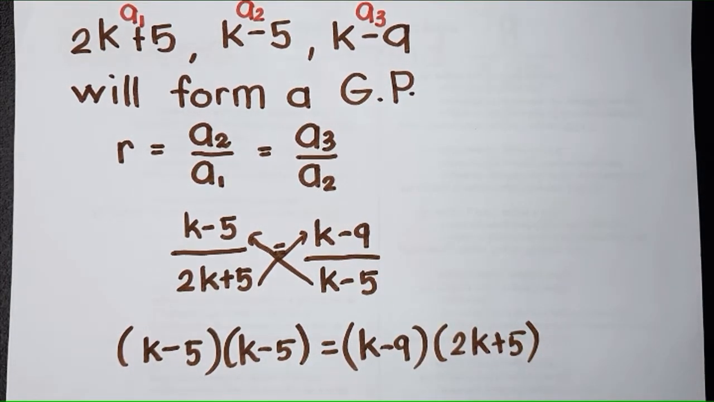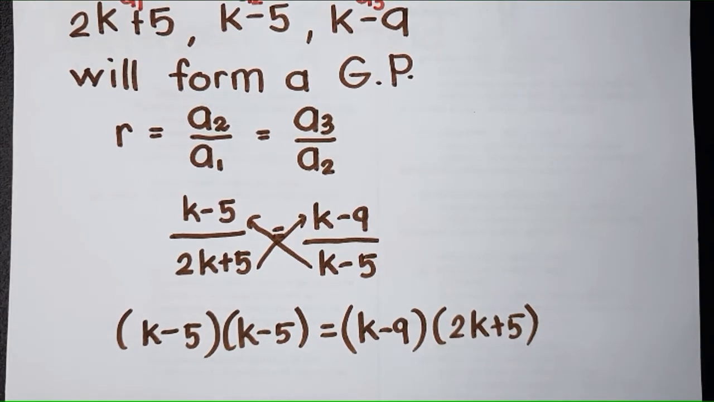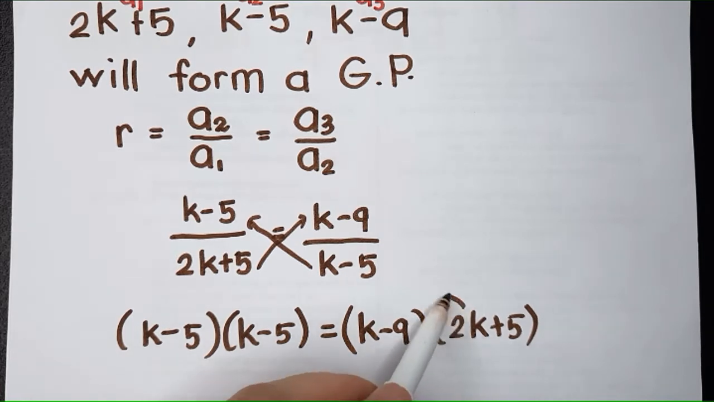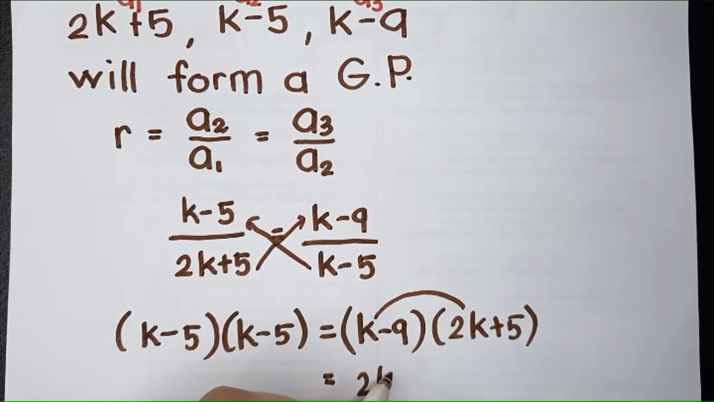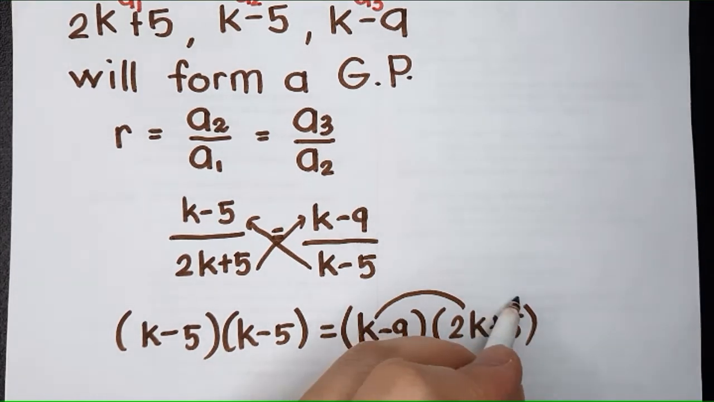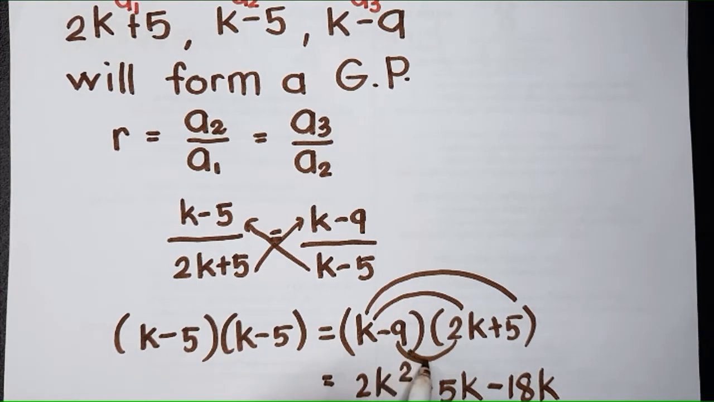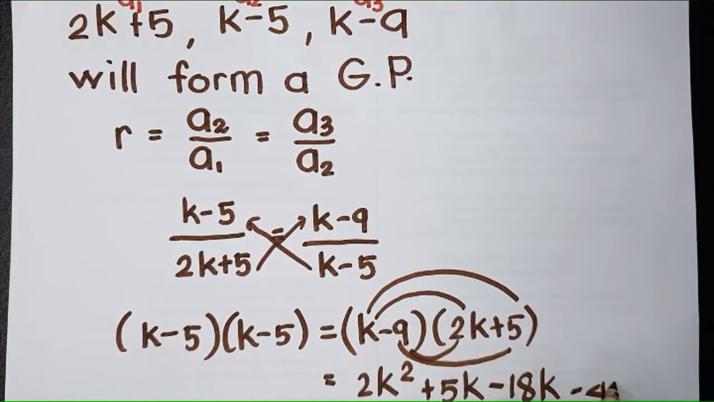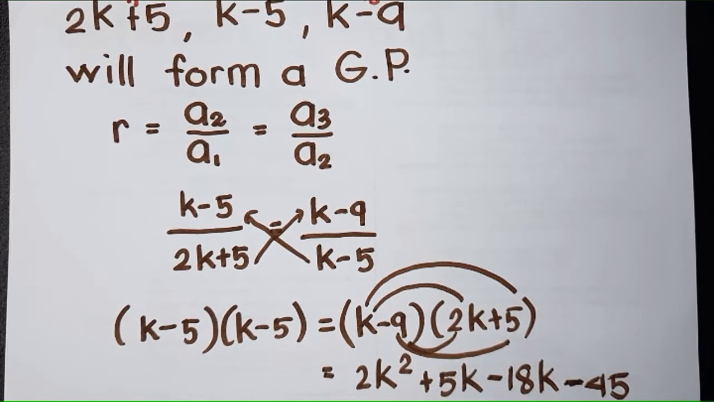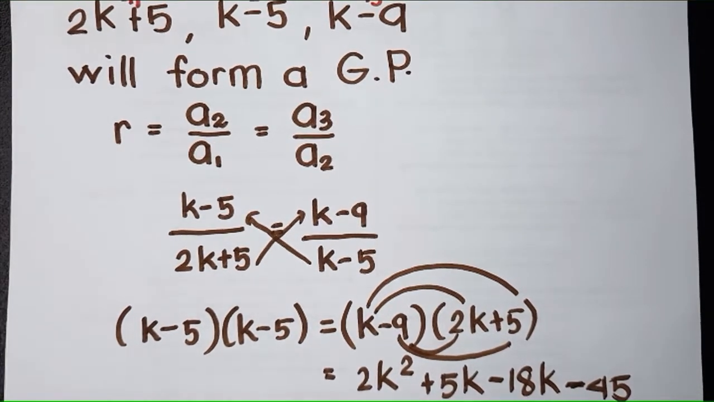Okay? And then, you apply the FOIL method. You still recall the FOIL method? Okay, let's do it here, on the right-hand side first. FOIL, first terms: you get 2k squared. Outer terms: you have k times 5, you will have 5k. Inner terms, you'll get negative 18k. And then finally, the last terms, you will have negative 45. Okay?